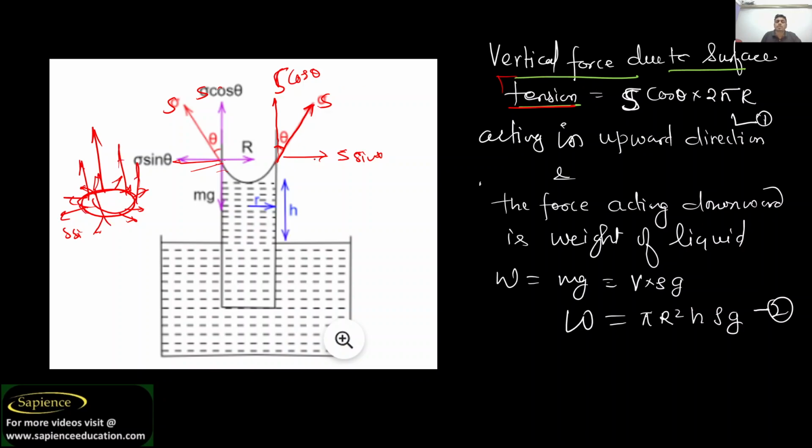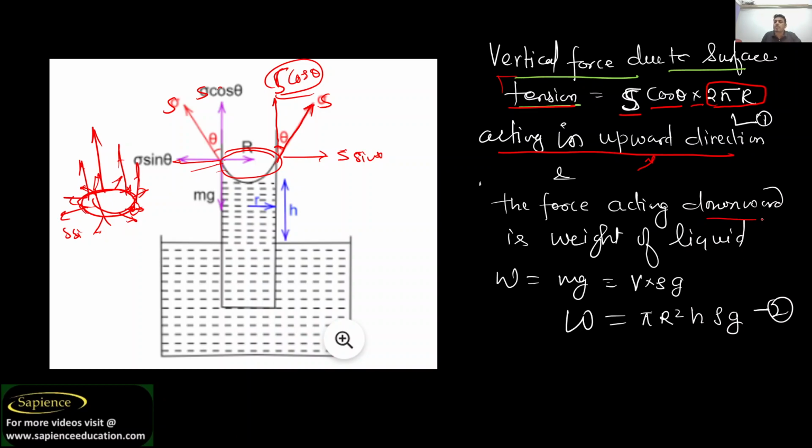So for one point, the tension is S cos theta. You want the total vertical force. How will you find it? S cos theta into the total length, which is 2 pi r. All of these are acting in the upward direction.